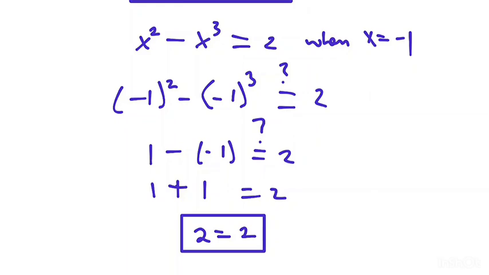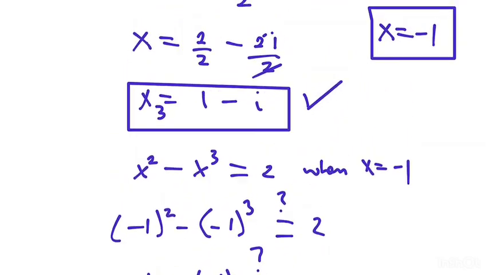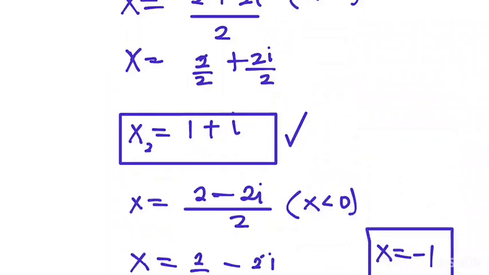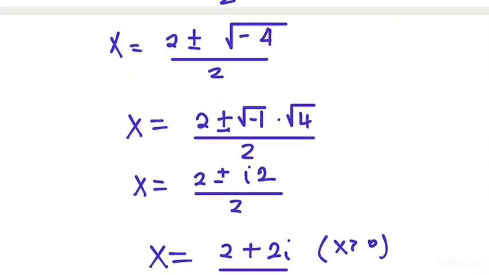So which is telling us that x equals minus 1 is a real solution, and x equals 1 plus or minus i is a complex solution. And we have come to the end of the class.